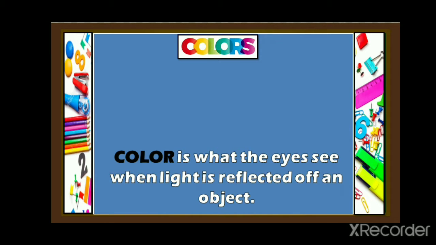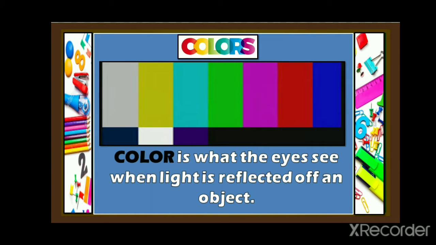Color is what the eyes see when light is reflected off an object. It has these properties: the hue, or the name of the color, for example red; the value, or the lightness and darkness of a hue; and the intensity, or the brightness and dullness of a hue. So this is the color.